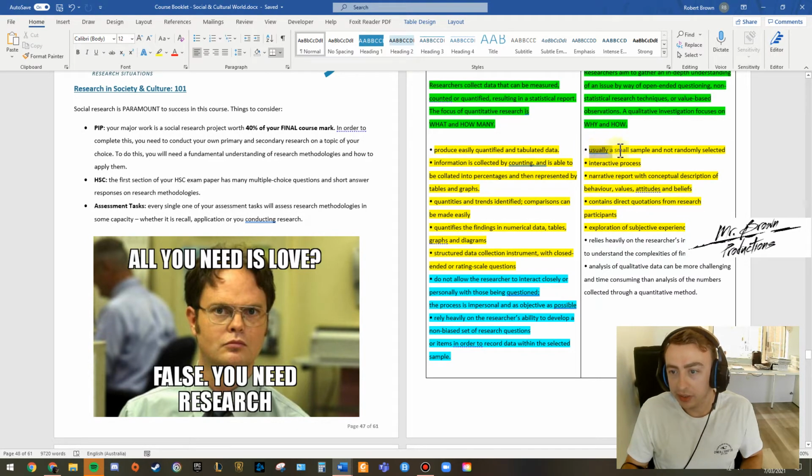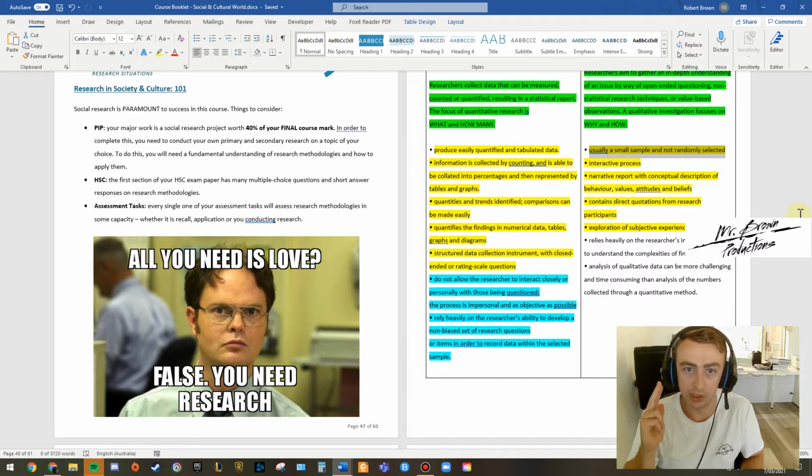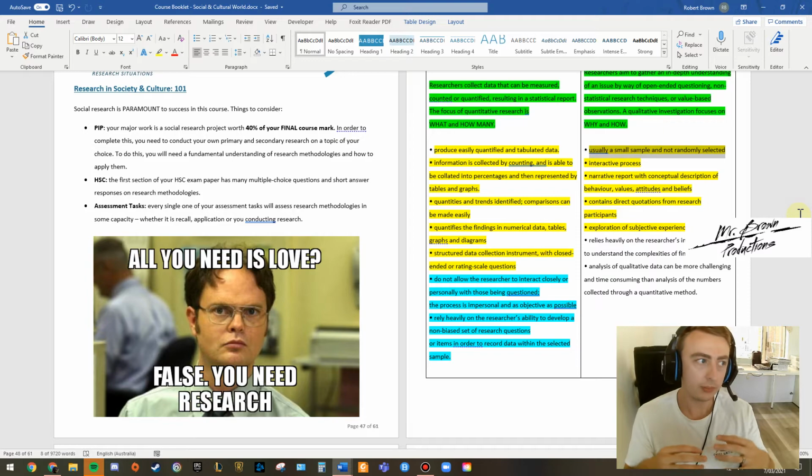So the strength is that usually it's a small sample of the population and it's not randomly selected. So a strength there is that you generally are picking who you want to interview, or you're picking who you want to research with or conduct the research on. And the reason that you're picking it is so it's relevant to your area of study.